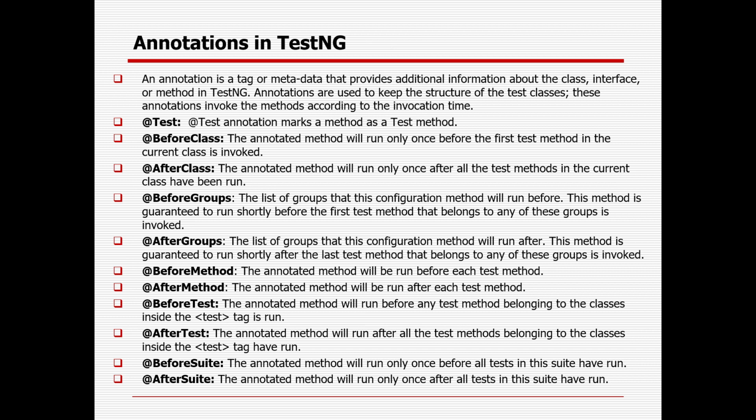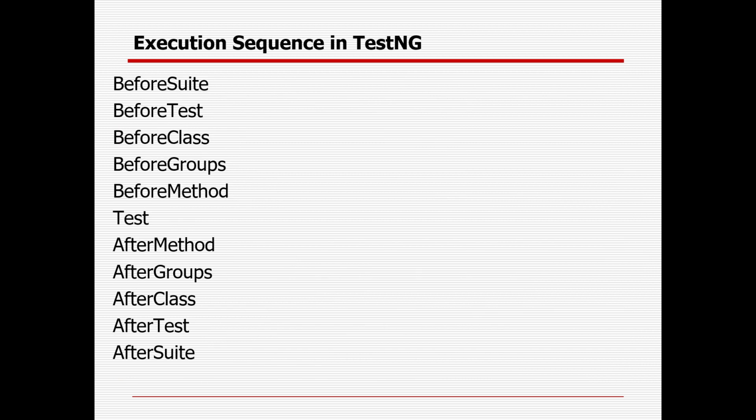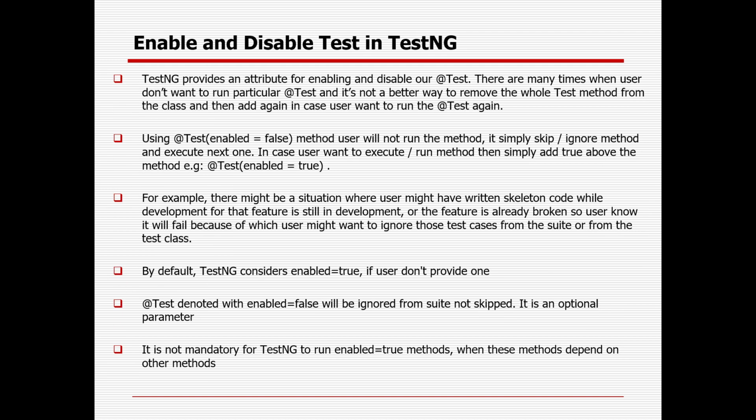Then you can have n number of test cases. The @Test annotation will be considered as a test case, but the different annotations or metadata like BeforeTest, AfterTest, BeforeClass, AfterClass are supporting things, right? They will be executed at every suite, class, method or test level. So that is the sequence: BeforeSuite, BeforeTest, BeforeClass, BeforeGroups, BeforeMethod, Test, AfterMethod, AfterGroups, AfterClass, AfterTest, AfterSuite, like that.